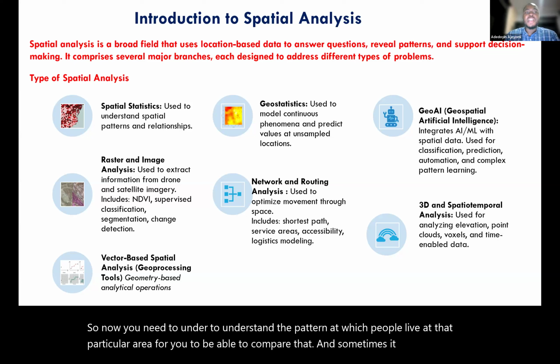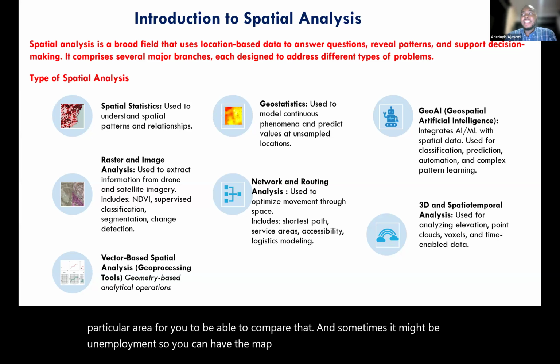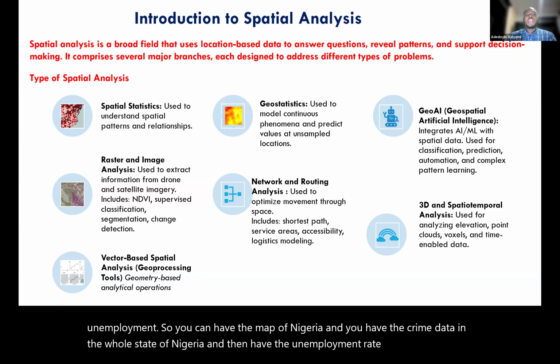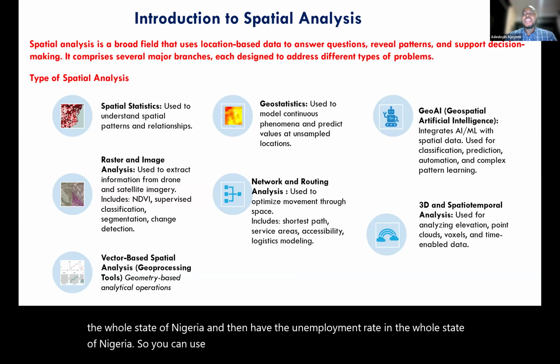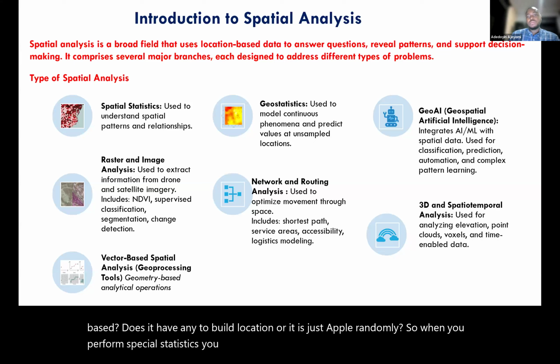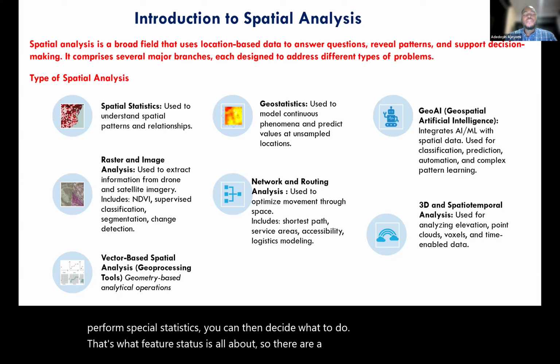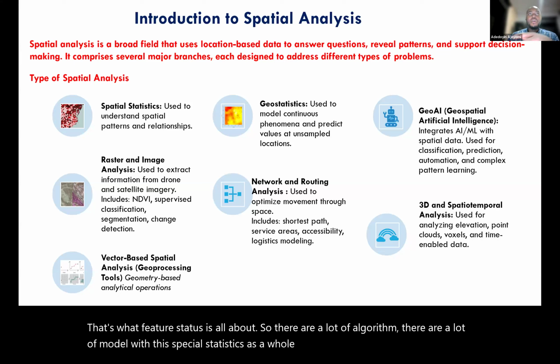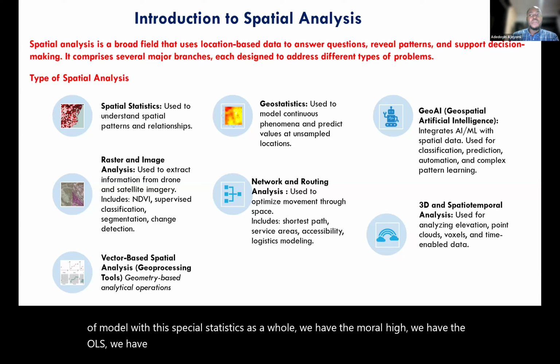So you can have the map of Nigeria, and you have the tribe data for all the states of Nigeria, and then you have the unemployment rate in all the states of Nigeria. You can use spatial statistics to understand whether this is location based. Does it have anything to do with location, or did it just happen randomly? When you perform spatial statistics, you can then decide what to do. That's what spatial statistics is all about. There are a lot of algorithms and models within spatial statistics as a whole. We have Moran's I, we have OLS, we have GWR, we have a lot of them, and we'll be looking at some of them today.